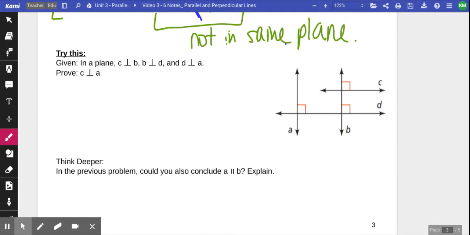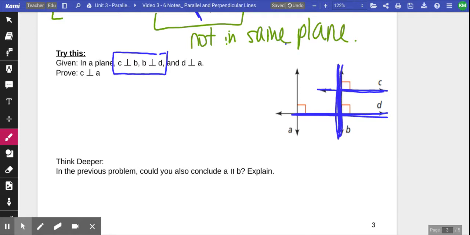Okay, so let's take two at a time. Let's look here. C is perpendicular to B, and B is perpendicular to D. So we have C perpendicular to B, and D is also perpendicular to B. So what can we say about C and D? C and D are going to be parallel to each other, because two lines perpendicular to the same line wind up being parallel to each other.